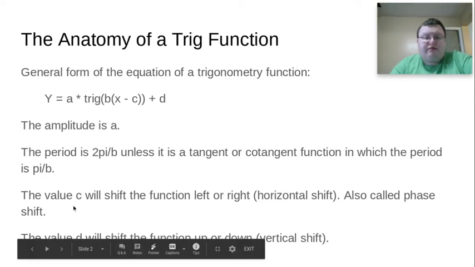The value C will shift the function left or right, which is a horizontal shift. This is also called a phase shift.